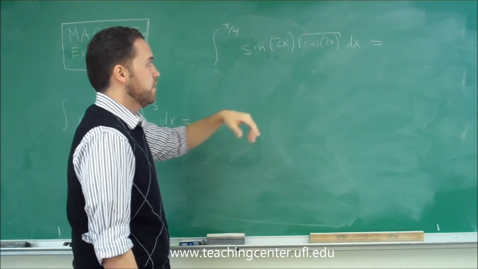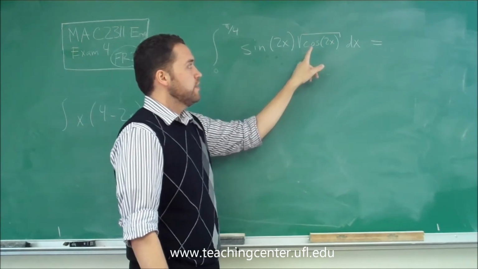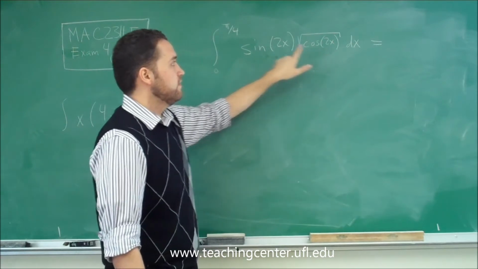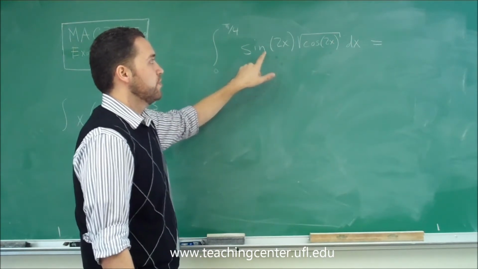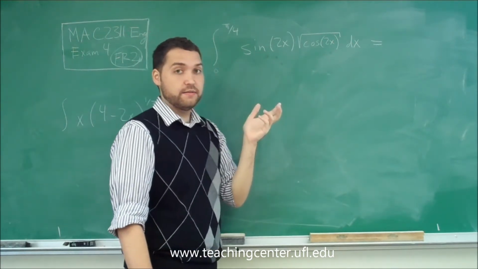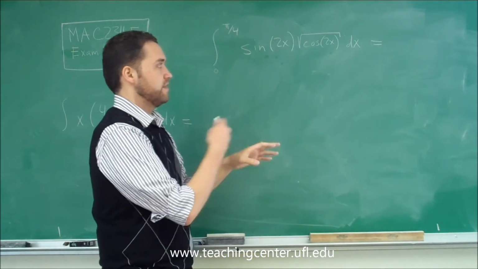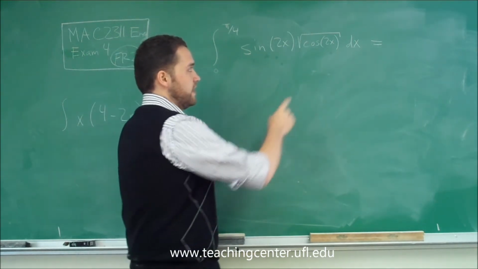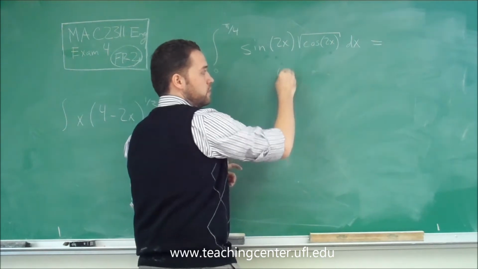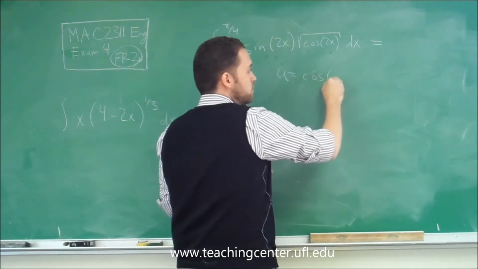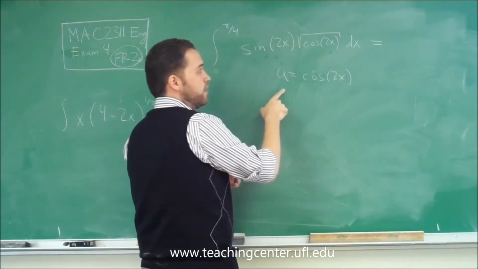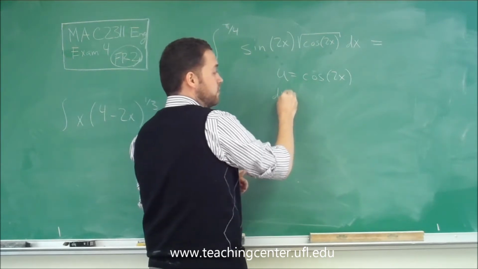But what we can do is say, I know that if I take the derivative of the inside of this, it'll give me this guy here, with the exception of maybe a constant. But a constant's alright, because you can just pull it outside. So if we set the inside of this equal to u, then we can find out what du is.